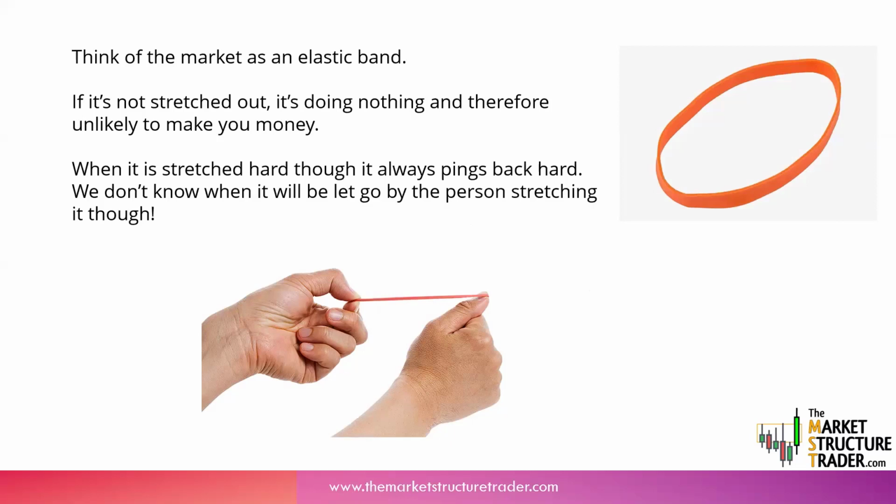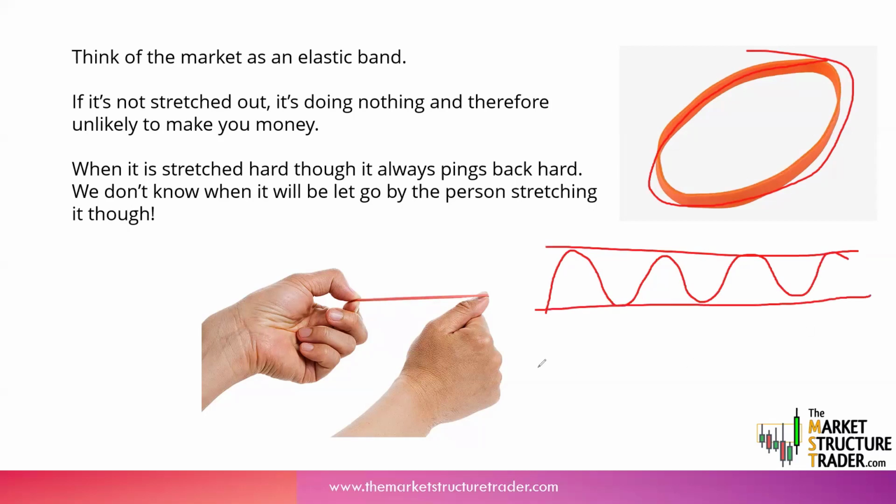So if you think of the market like an elastic band, if it's not stretched out and doing nothing, you're unlikely to be able to make money from it. If we're sitting there just on the table, that is equivalent to a range. The market is just moving up and down and sitting there quietly. This does give us opportunities to get in and out of the market in a range, but at any point at these highs, it could become a breakout, couldn't it? And if it does, we're going to get into trouble.